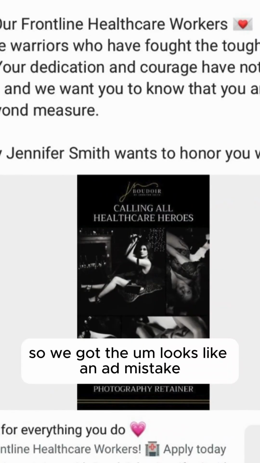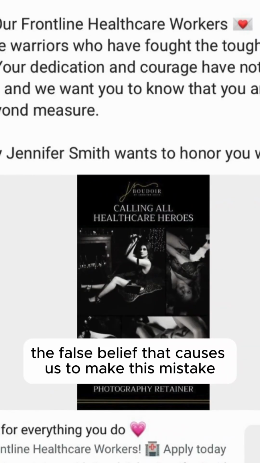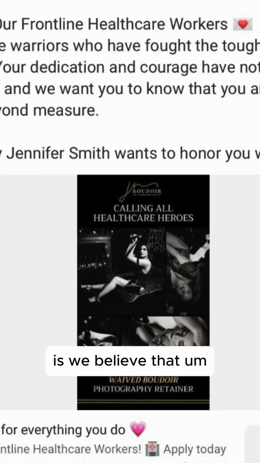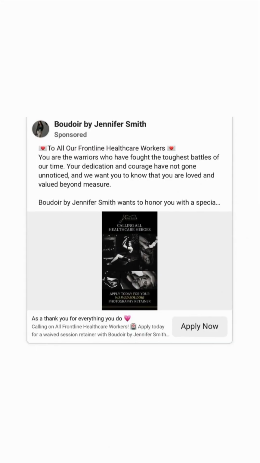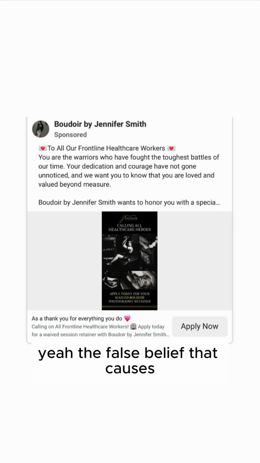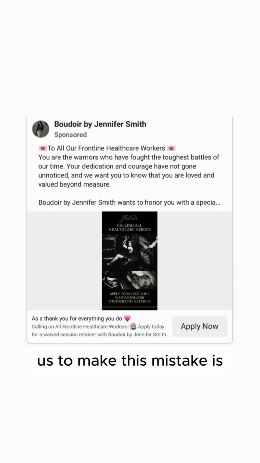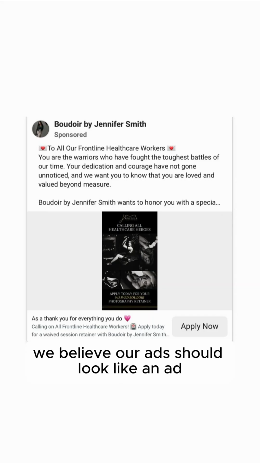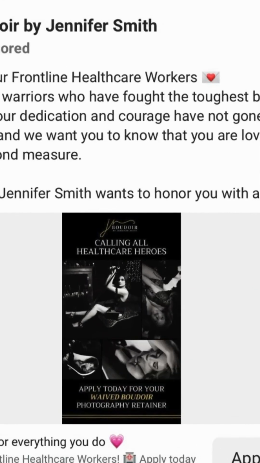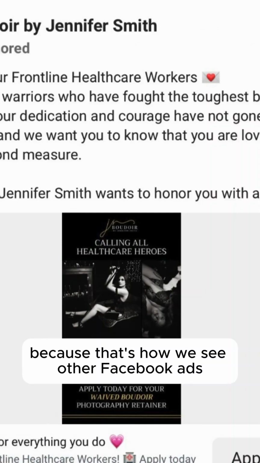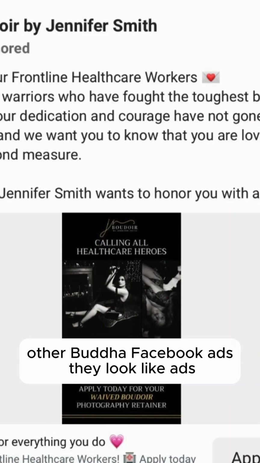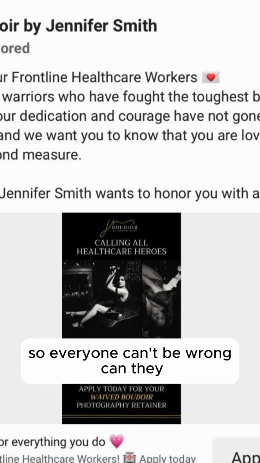So we've got the looks-like-an-ad mistake. The false belief that causes us to make this mistake is we believe our ad should look like an ad, because that's how we see other Facebook ads. They look like ads. Other Boudoir Facebook ads, they look like ads. So everyone can't be wrong, can they?